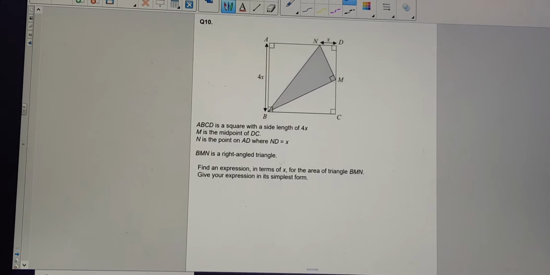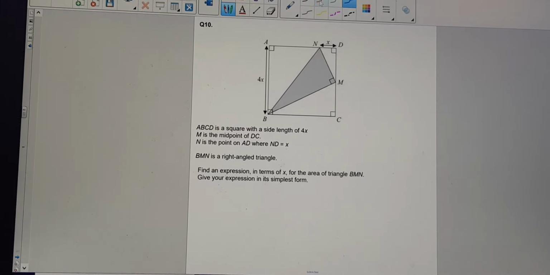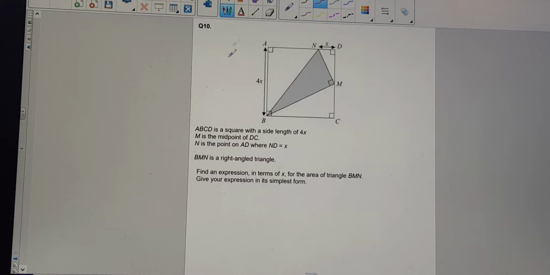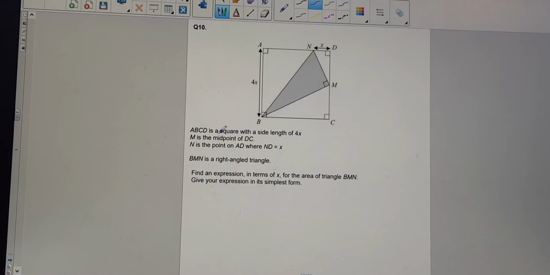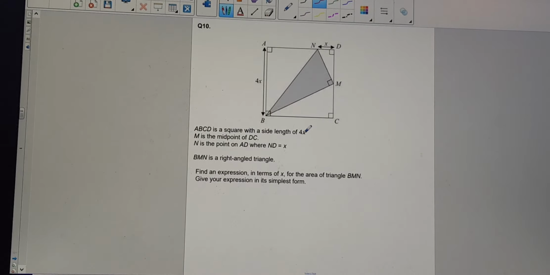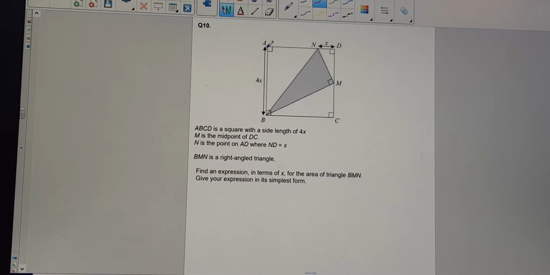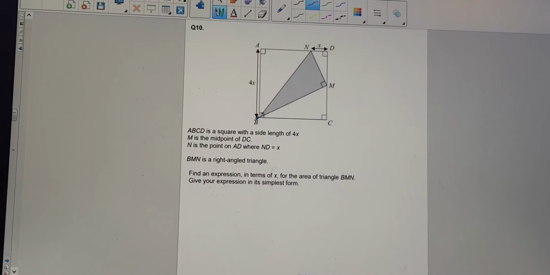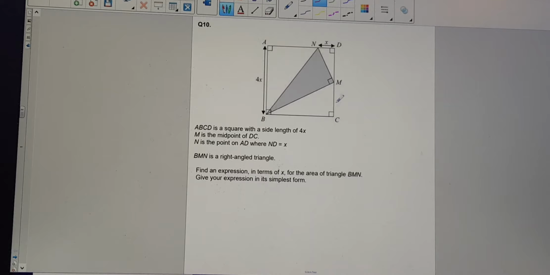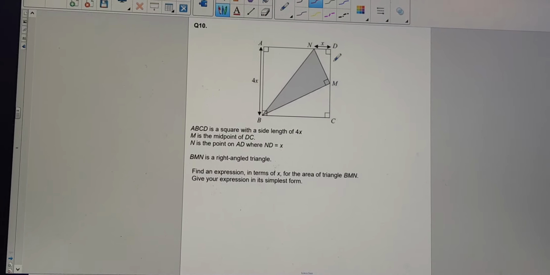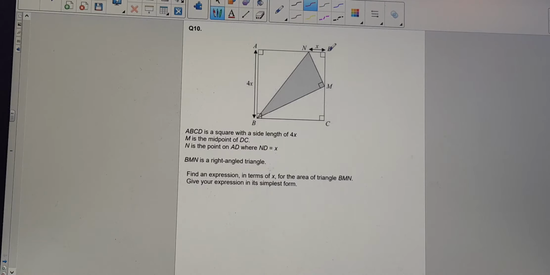Here we go, guys. So next question, question 10. ABCD is a square with a side length of 4x. So I know that this length is 4x, but because it's a square, I know this length is 4x, this one, and this one. M is the midpoint of DC. M is the midpoint, so bang in the middle of all of this length here.